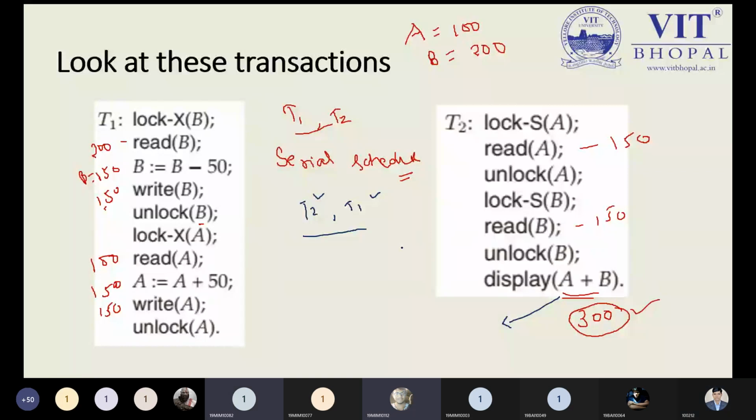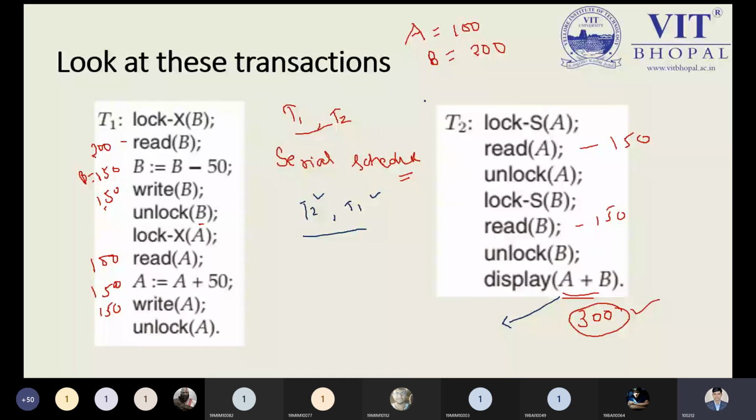Sir, still the same, 300. No, first we are reading transaction T2 and then transaction T1, so I just need the answer for A plus B. See, in transaction T1, we are not displaying anything. The value will be updated, I agree with this point, but we are not displaying. What value are we displaying for A plus B?